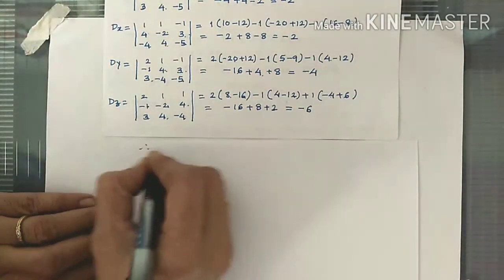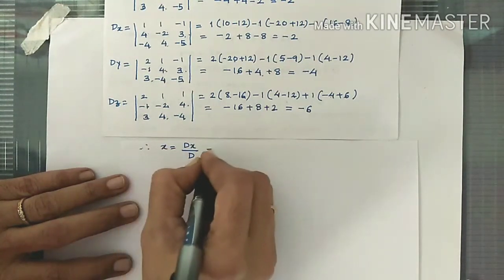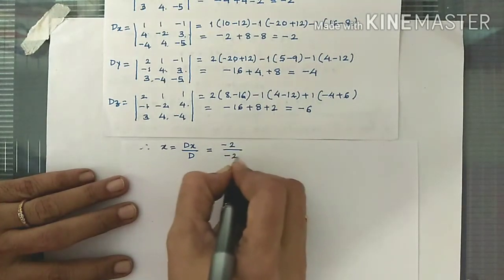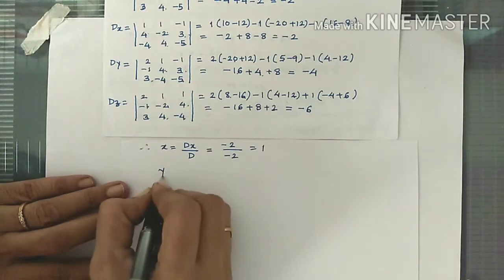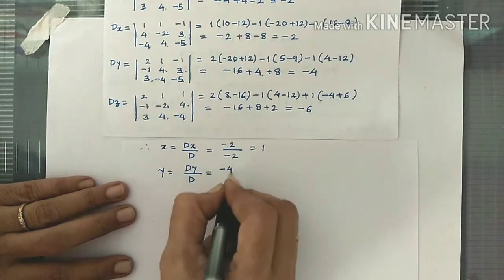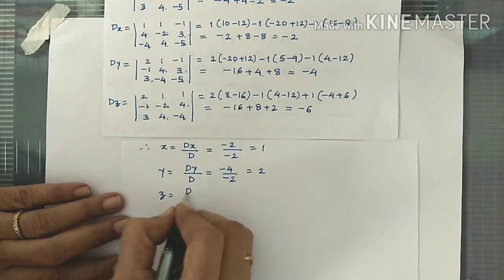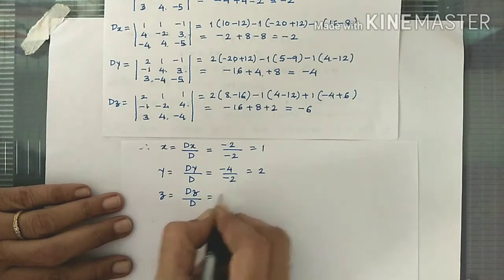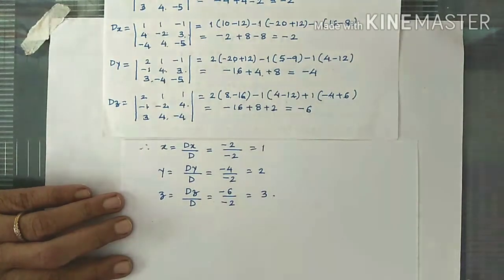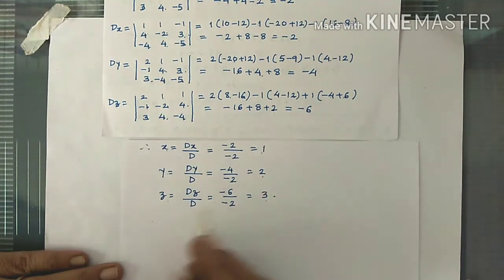Therefore x is equal to dx upon d. So dx upon d is minus 2 divided by minus 2, that is 1. Y is equal to dy upon d, minus 4 upon minus 2, that is 2. Z equal to dz upon d, minus 6 upon minus 2, that is 3. Therefore we have values of x, y and z as 1, 2 and 3.